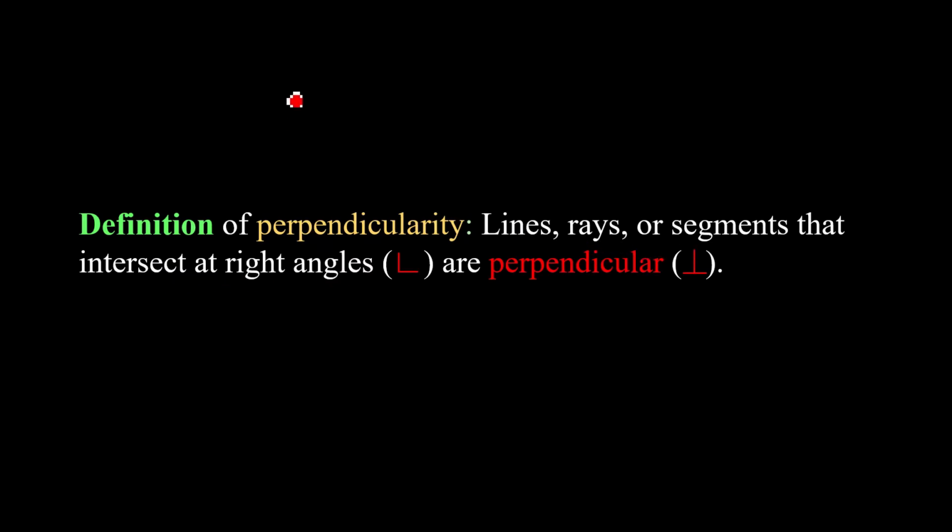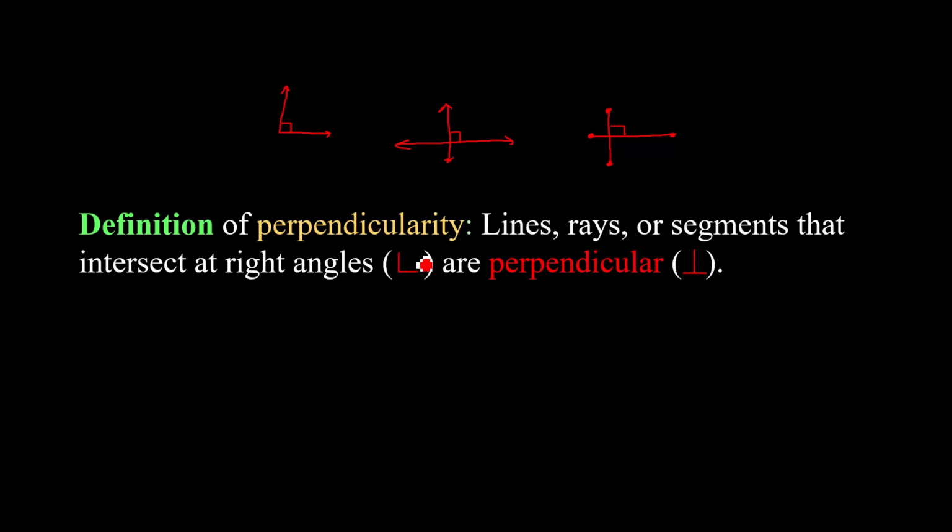So here's one ray, here's another ray, and they can intersect at right angles. Or I can have lines that intersect at right angles like this, and you can have segments that intersect at right angles like this. So here's one segment, here's another segment. Lines, rays, and segments can all intersect at right angles. They are perpendicular if they intersect at right angles. So that's the definition of perpendicularity.